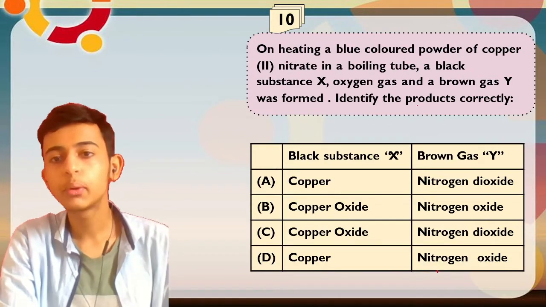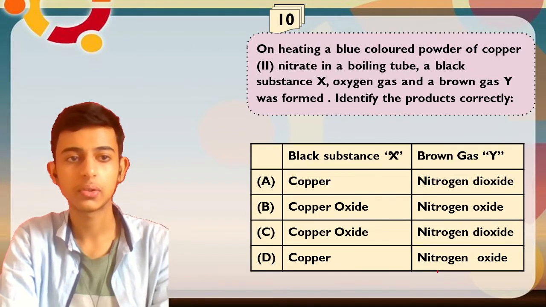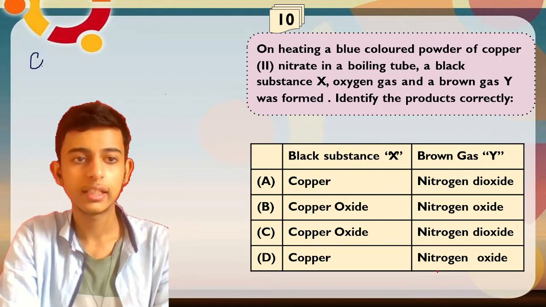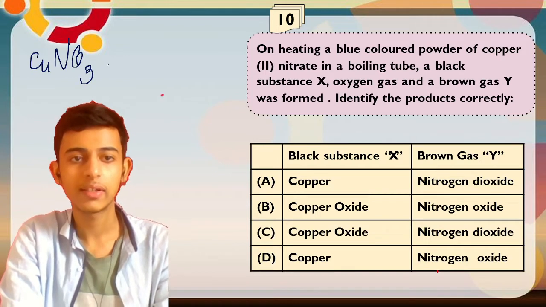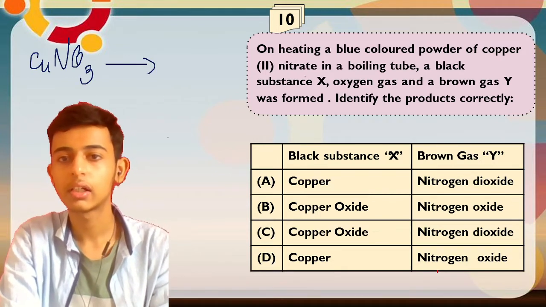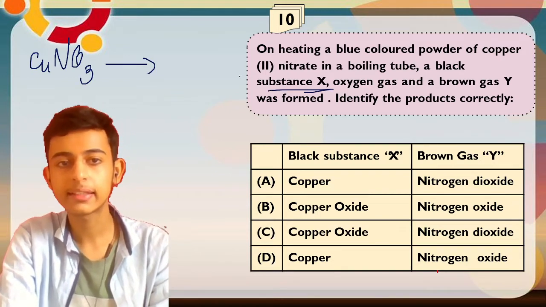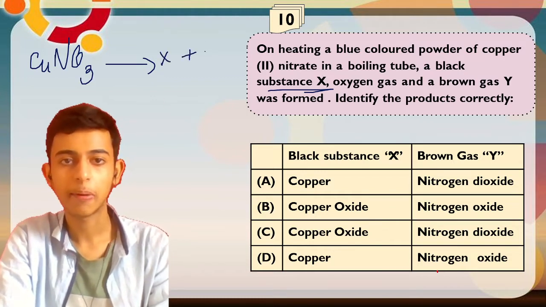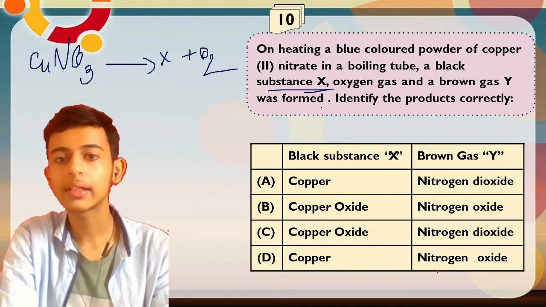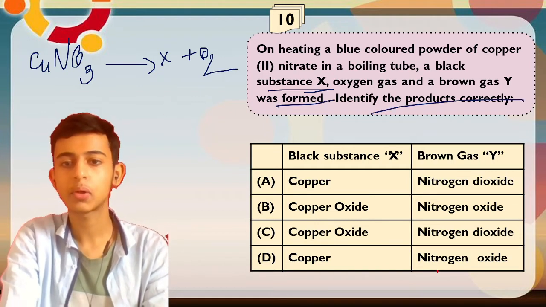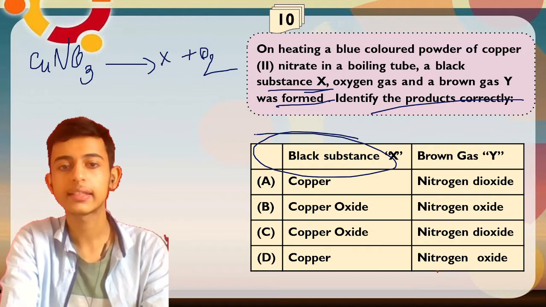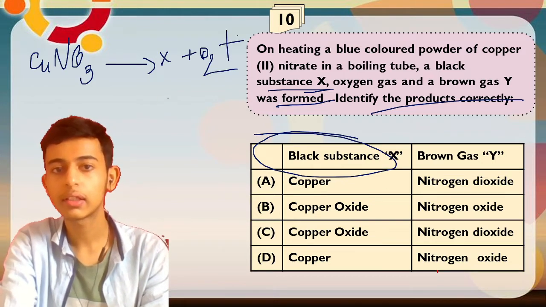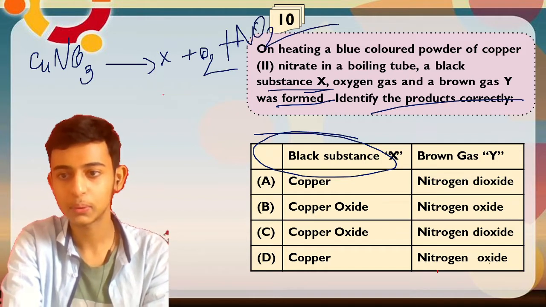10th, on heating a blue colored powder of copper nitrate, that is CuNO3, when we are heating it, a black substance X, oxygen gas, and a brown gas Y was formed. Identify the products correctly. Which is the black substance X according to you? See, this is nitrogen dioxide, NO2.